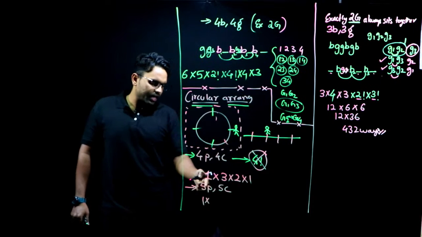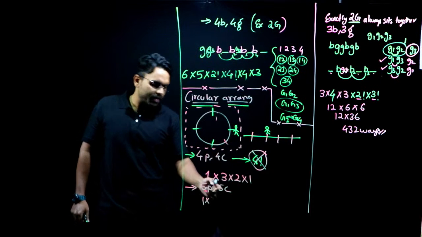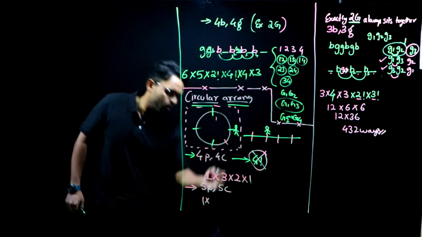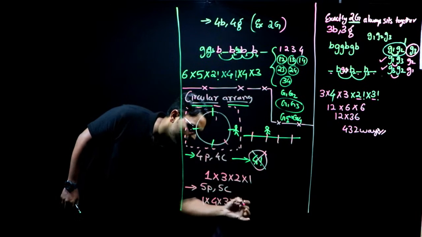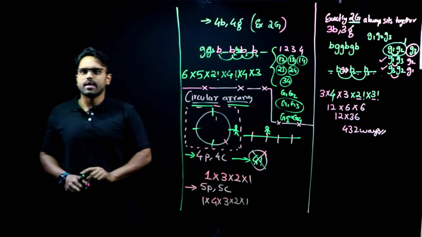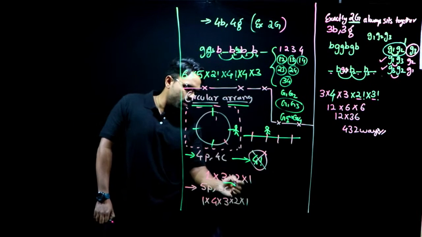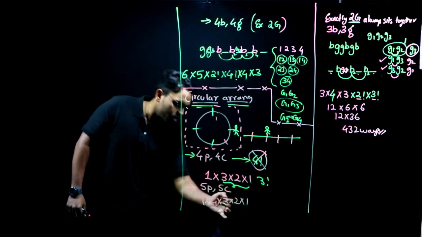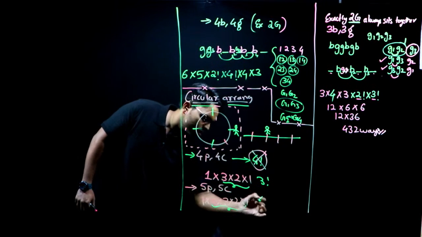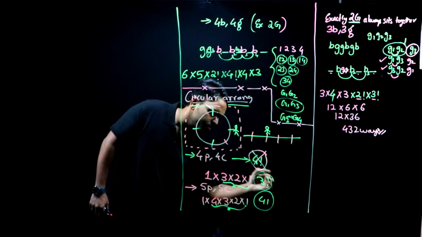So, when the second person walks in, among the 5, how many different ways can he sit? 1, 2, 3, 4. He can sit in 4 different ways. Next, 3. Next, 2. Next, 1. Now you would also say, sir, this looks like a factorial, so I'll write it as 3 factorial. Sir, this also looks like a factorial, so I'll write 4 factorial. This is wrong.